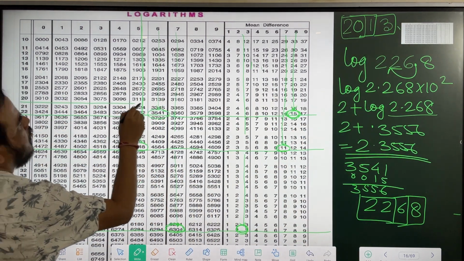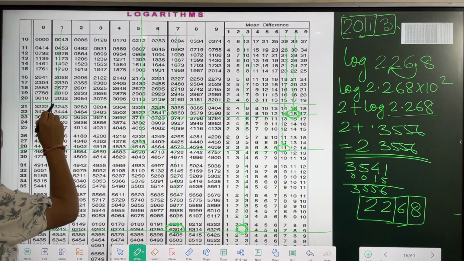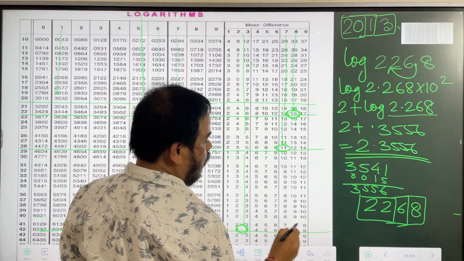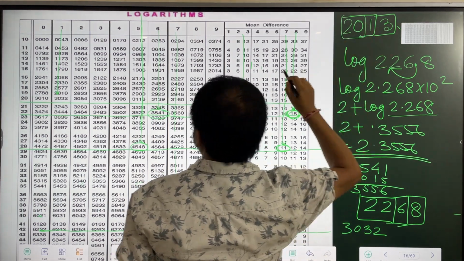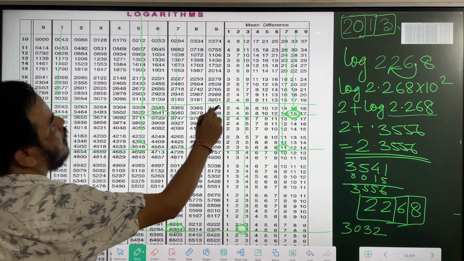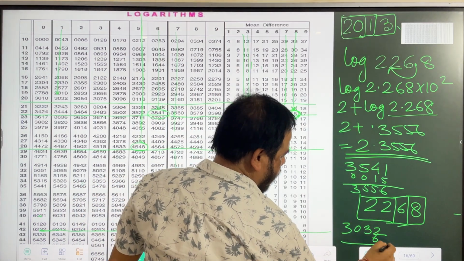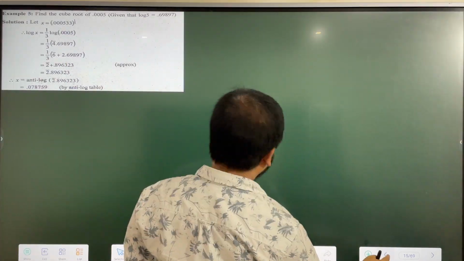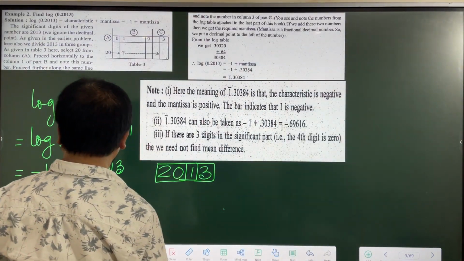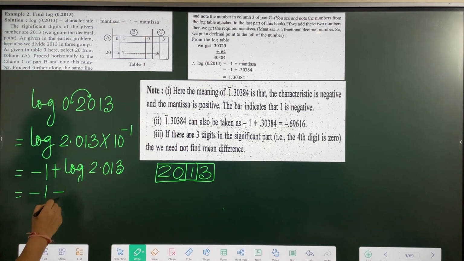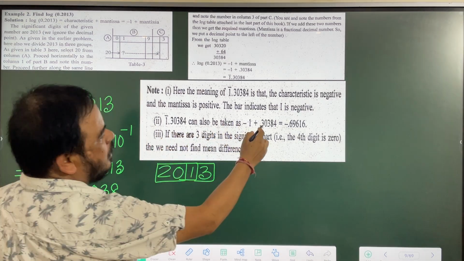21. So this is 1, 3032. 3032. 21 finished. Now 3. Mean difference 3. This is 6. So here 6. So 3038. 3038. Minus 1 plus 0.3038. Here you may get something like 30384.